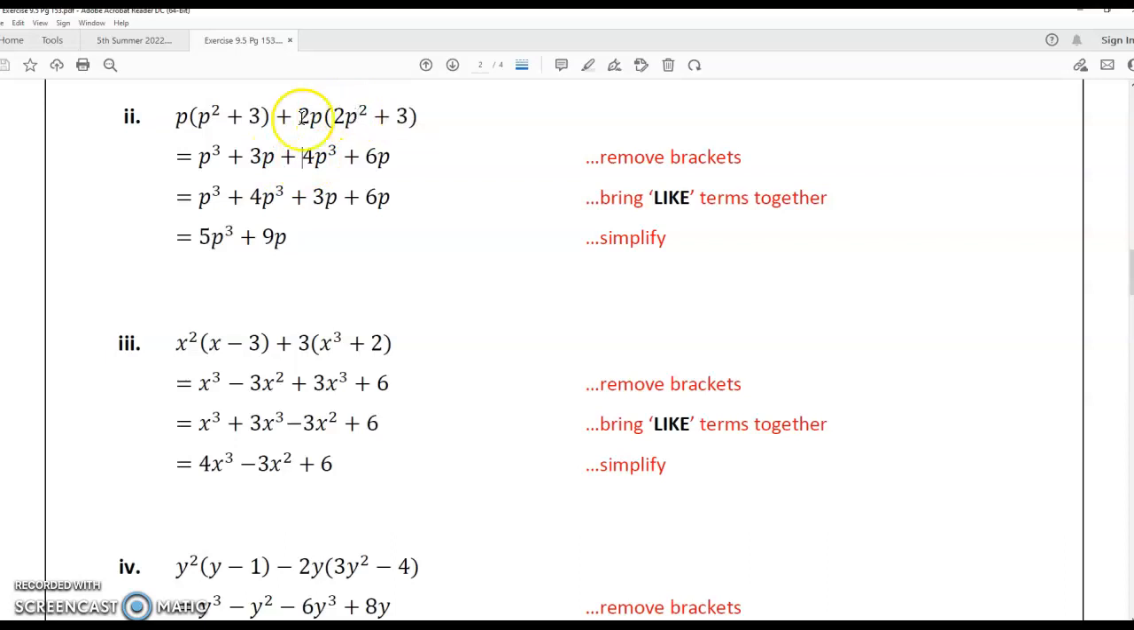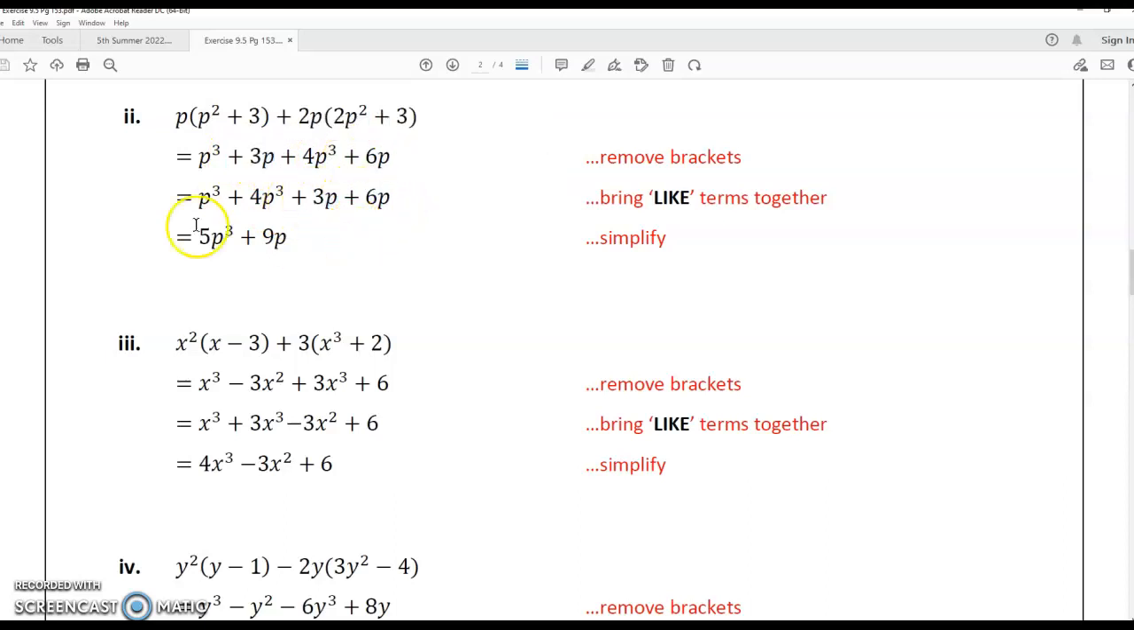2p by 2p squared, be careful, like signs give you plus, 2 by 2 gives you 4, and that's the number, and then the letter p by p squared gives you p cubed, and 2p by 3, so 2 by 3 is 6, so 2p by 3 gives you 6p. So we want to just put this stuff together there. Look for anything that has a p cubed in it, that's them two, and that's all grouped together now, and look for anything that just has a p in it, and that's those two, and we put those together there.